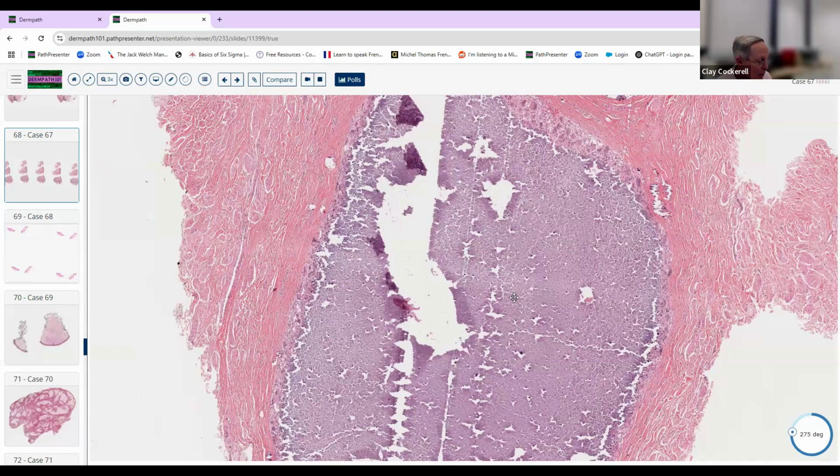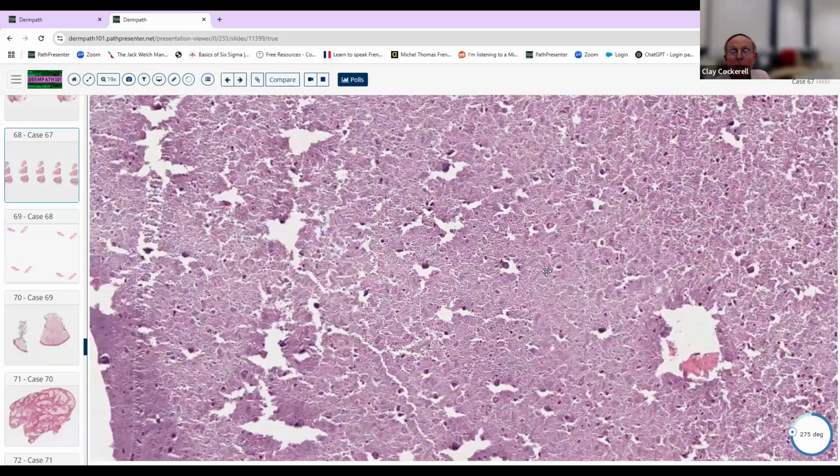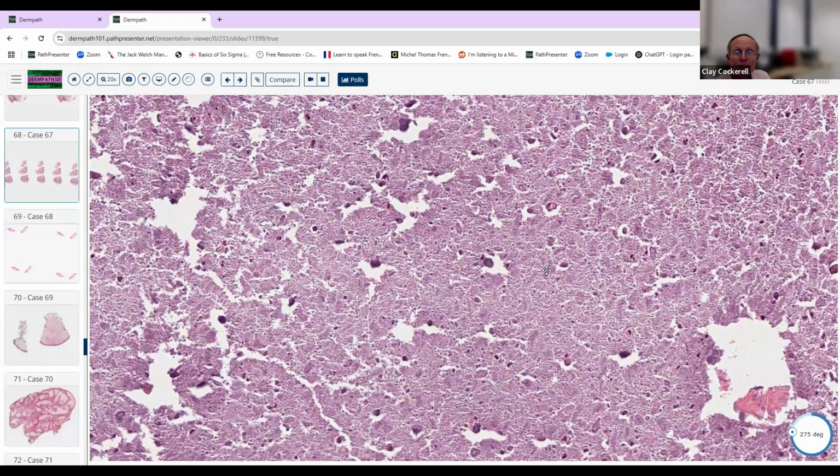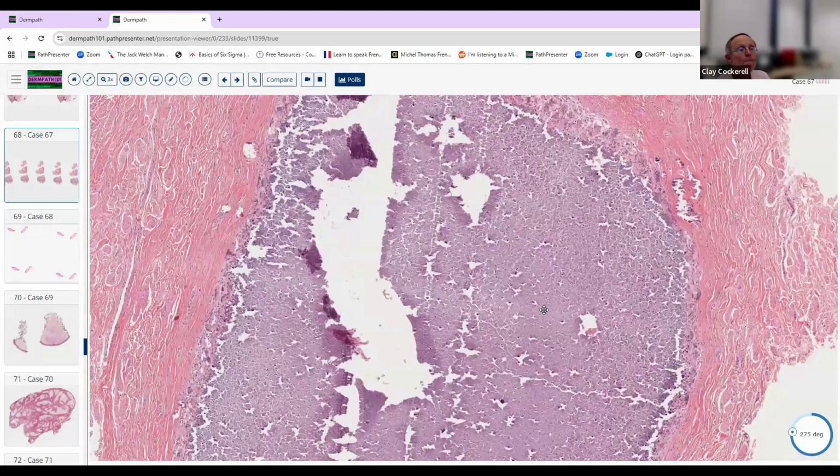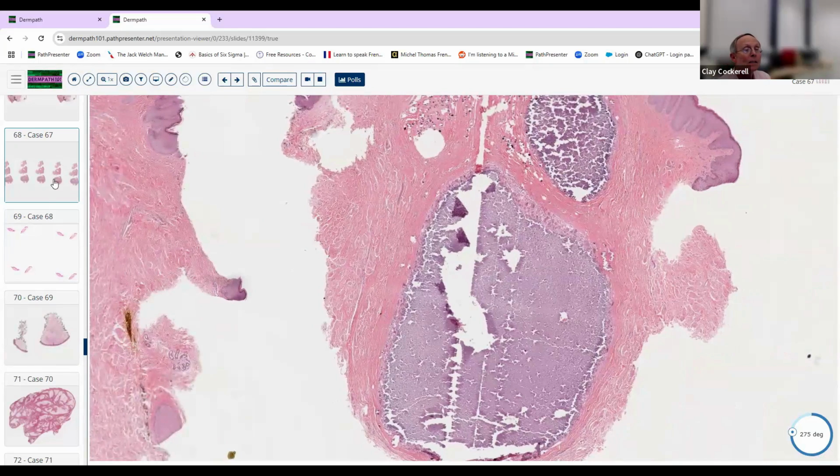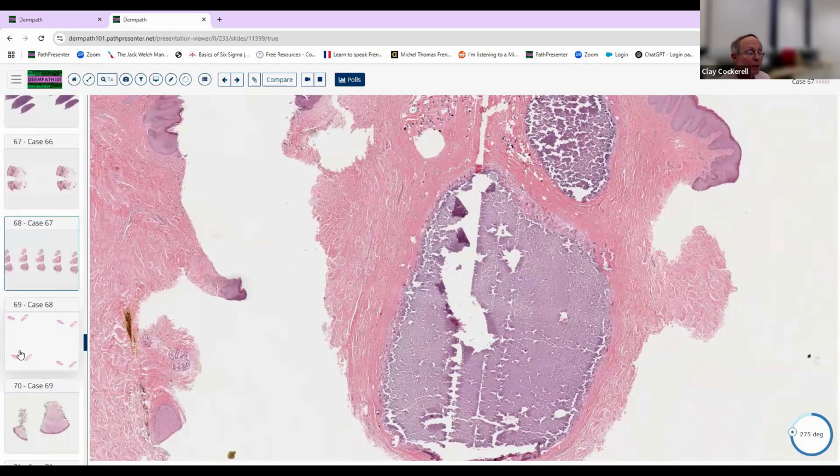It's certainly not colloid milium. It's not any of the other materials that are listed in here. This is testing your ability to recognize this as calcium. So this basophilic calcified material that you see here, this is classic for calcinosis cutis. All right, moving on to the next one.